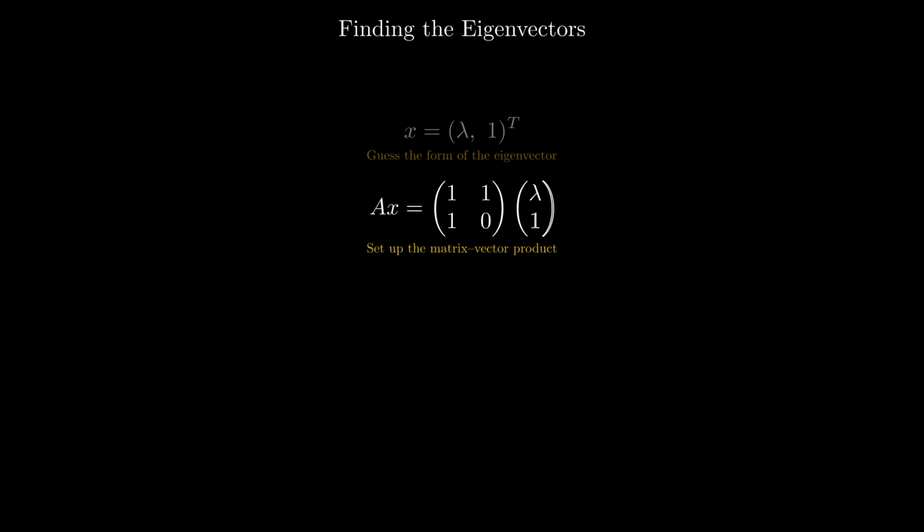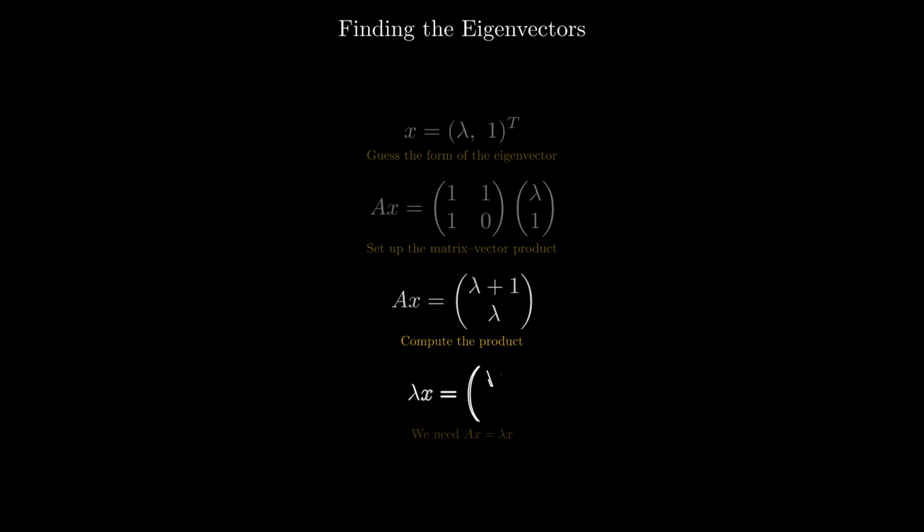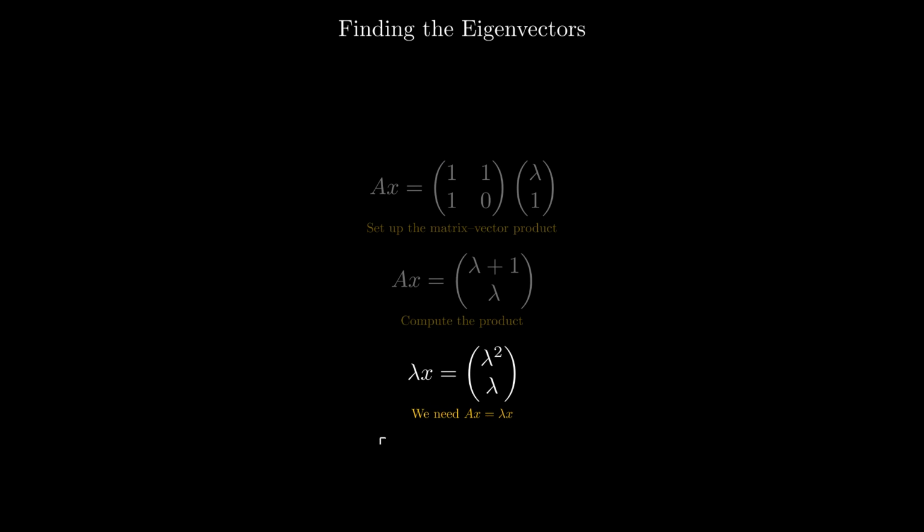Now let's find the eigenvectors. Here's a clever guess. Try a vector of the form lambda, 1. Let's check what happens when we multiply A by this vector. A is the matrix with rows 1, 1, and 1, 0. Multiplying A times the vector lambda, 1, the top entry becomes lambda plus 1, and the bottom entry becomes lambda. We need this to equal lambda times the vector, which is lambda squared on top and lambda on the bottom.